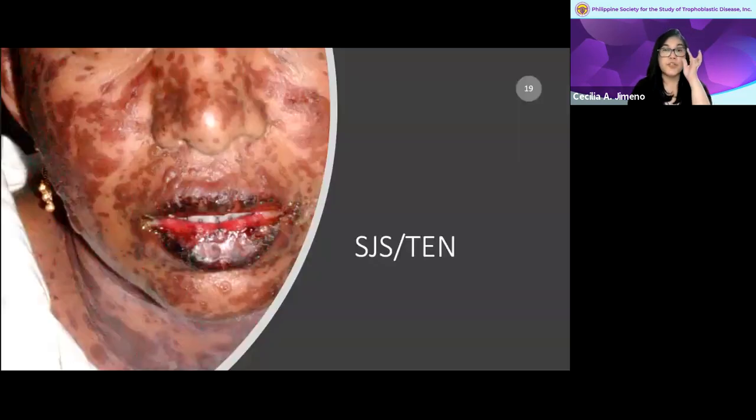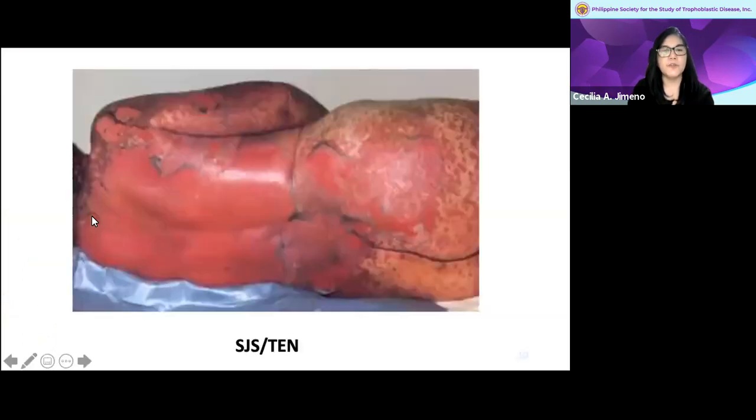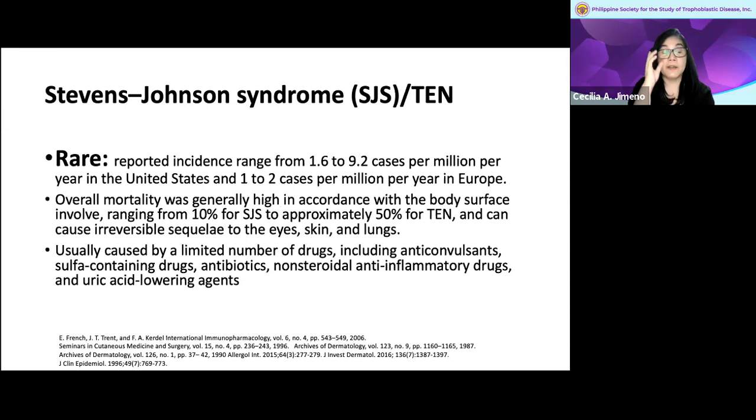So these are just some pictures to show you the mucosal involvement in the mouth, the involvement of the face, looking at the bullae. And you can see the wide involvement. This is TEN and the sloughing off of the skin. Well, good news is that it's relatively rare, 1.6 to 9 cases per million in the US and 1 to 2 cases per million per year in Europe. But once it happens, the overall mortality is high, depending on the body surface involved. And so for SJS, it's around 10%. And because the body surface area involvement of TEN is more, it's around 50%.